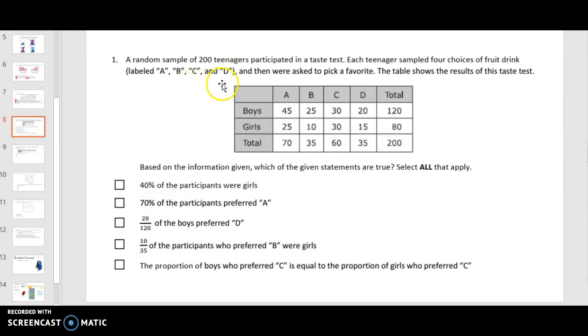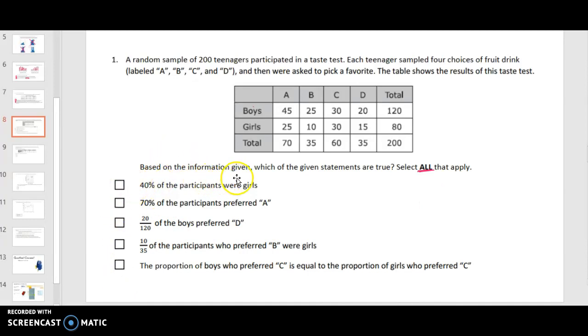A random sample of 200 teenagers participated in a taste test. Each teenager sampled 4 choices of fruit drink, A, B, C, and D, and they were asked to pick a favorite. The table shows the result of this taste test. Based on the information, which ones are true? Select all that apply. When it says something like this on your test, that means there's more than one answer. They'll have boxes here instead of dots to select.